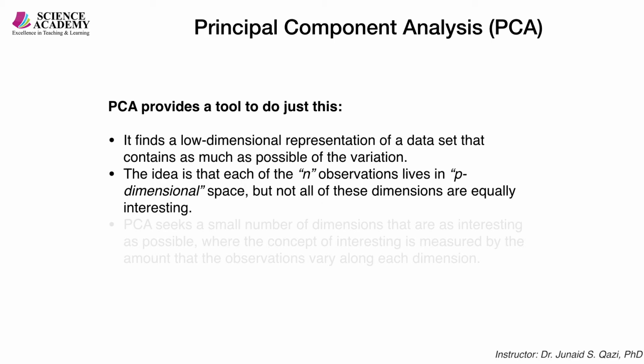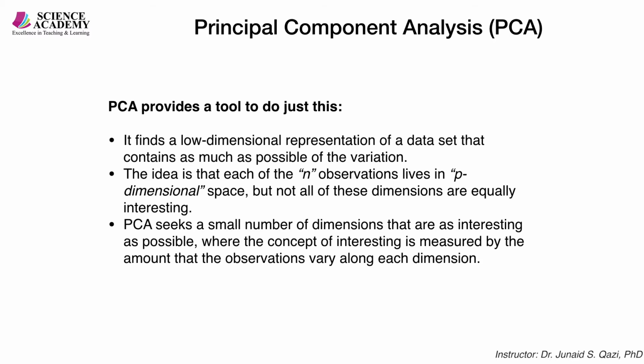The idea is that each of the N observations lives in p-dimensional space, but not all of these dimensions are equally interesting. So PCA seeks a small number of dimensions that are as interesting as possible, where the concept of interesting is measured by the amount that the observations vary along each dimension.